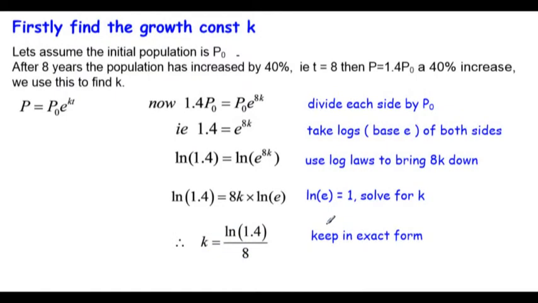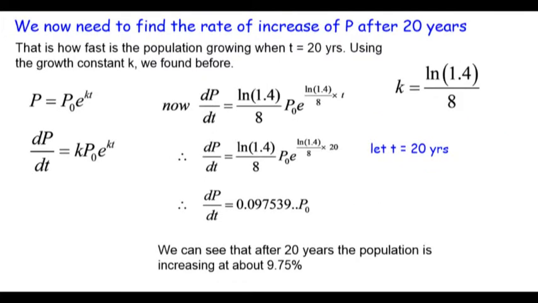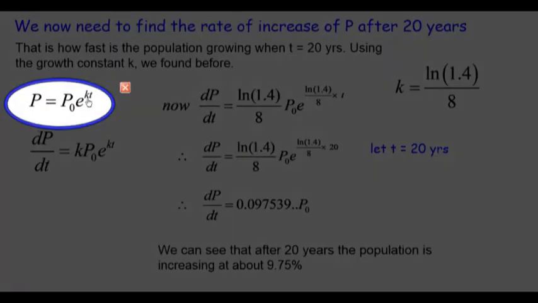So now what do we do with our growth constant? Well, the first thing to realize is that we are after a rate of increase of the population after 20 years. So we're after a rate, so we're after dP/dt. You might remember these, they're exponential. So this is again a function of differentiating with respect to time, so the k will come down the front.